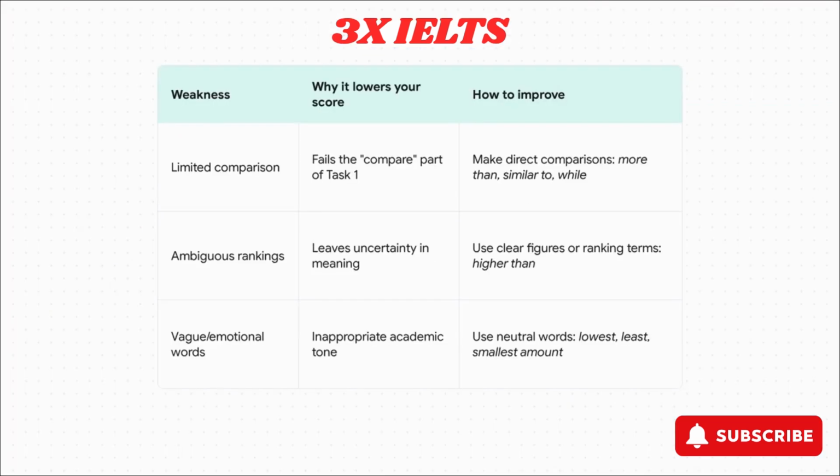First, and this is probably the biggest one, is limited comparison. See, the essay just describes each country one by one, but the whole point of the task is to compare them to each other. Second, the rankings are ambiguous. The bit about Canada and Japan, below 200 and over 150, that's confusing. The examiner shouldn't have to guess what you mean. And third, using words like insignificant sounds like your opinion, not a fact. Academic writing has to be neutral and precise.